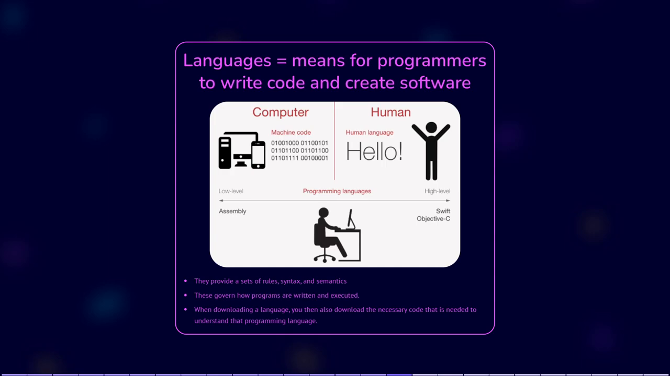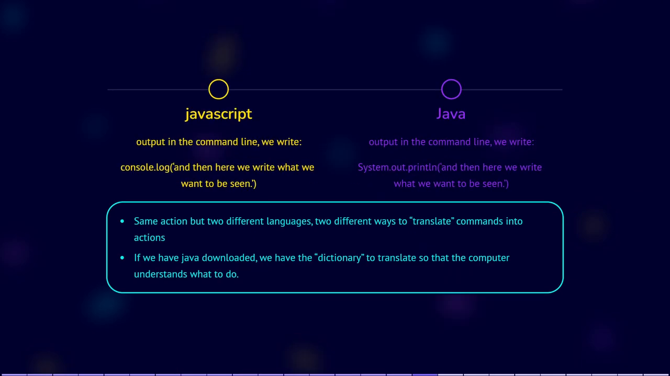When downloading a language, you then also download the necessary code that is needed to understand that programming language. For example, in JavaScript, in order to see the output in the command line, we write console.log, and then here we write what we want to be seen. In Java, we write System.out.println, and then here we write what we want to be seen. This is the same action, but two different languages and two different ways to translate these commands into actions. If we have Java downloaded, we have the dictionary to translate so that the computer understands what to do.